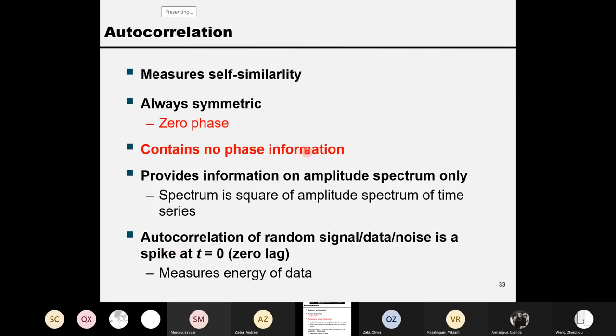I already said the property of autocorrelation. Let's repeat it. Autocorrelation measures self-similarity, right? And it is always symmetrical. So you have a positive lag, negative lag, positive lag, negative lag. They have the same result.